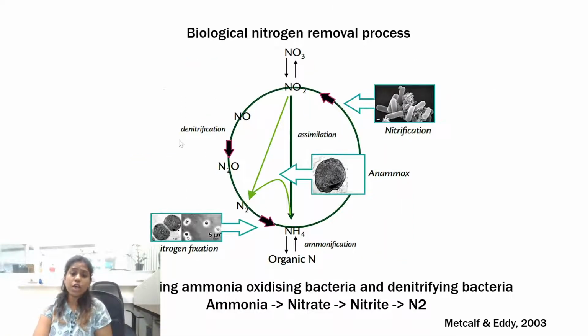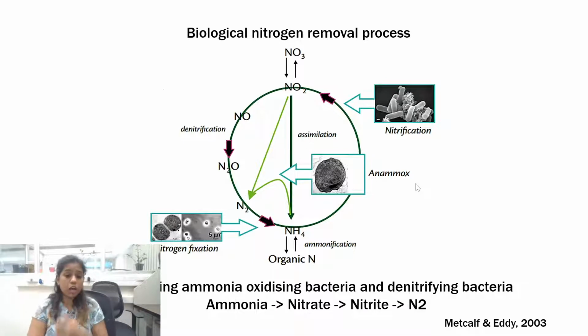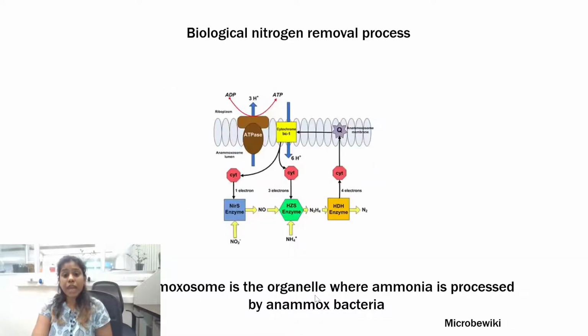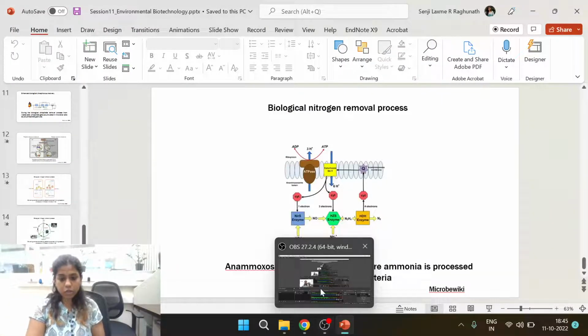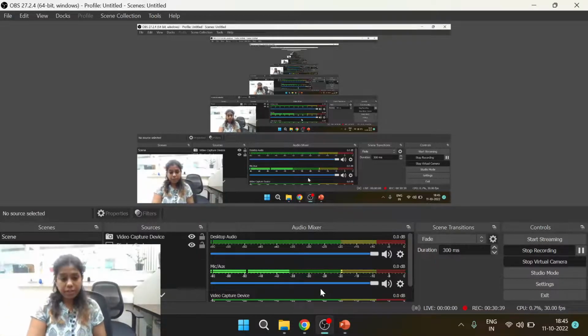So this is the process through which the ammonia gets converted to nitrogen, and this process happens through a bacteria known as anammox. This reaction happens in a region called the anammoxosome lumen, or the anammoxosome membrane, which is the organelle where ammonia is processed by the anammox bacteria. So that was mostly what was covered in the previous session.